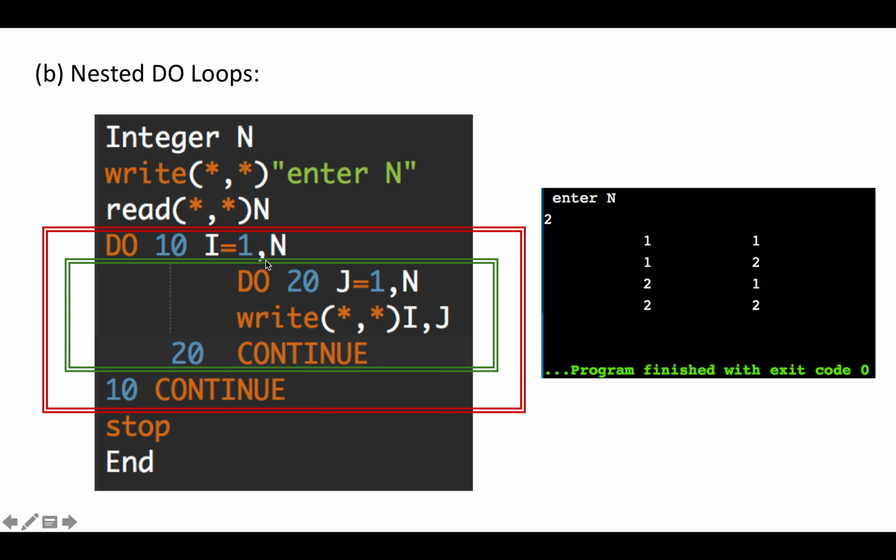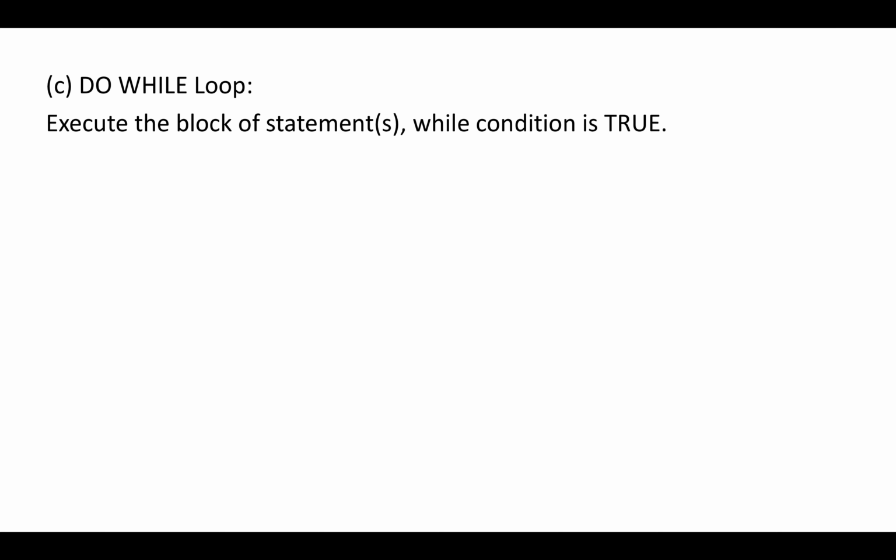So for each value of I, initially its initial value is 1, the inner do loop will execute all its values. So j can take values 1 and 2. So j is 1 and 2 for each value of I. Next value of I is 2. Now for this I equal to 2, j can execute all the values from 1 to 2. So this is how a nested do loop works.